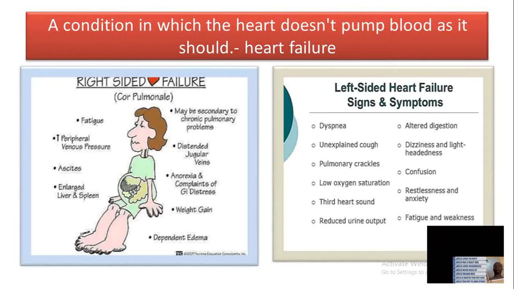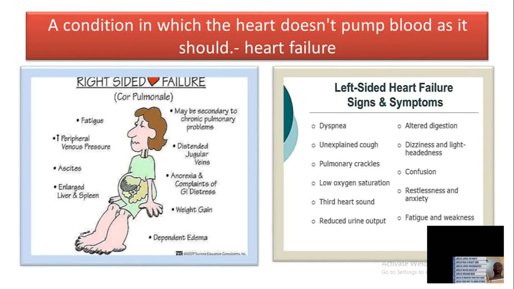First, we have right-sided failure. In right-sided failure, we have symptoms such as fatigue, increased peripheral venous pressure, ascites, an enlarged liver and spleen. May be secondary to chronic pulmonary problems. We have distended jugular veins, anorexia, complaints of GI distress, weight gain, and dependent edema.